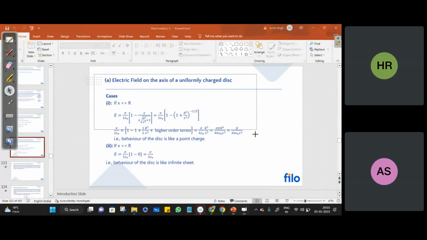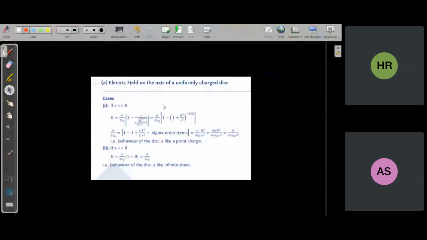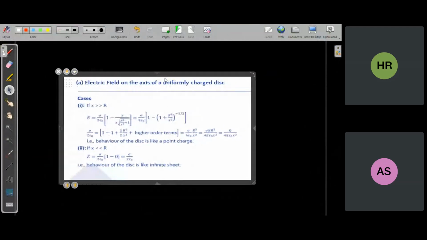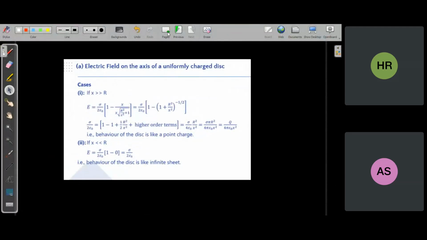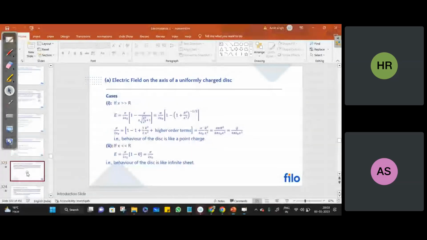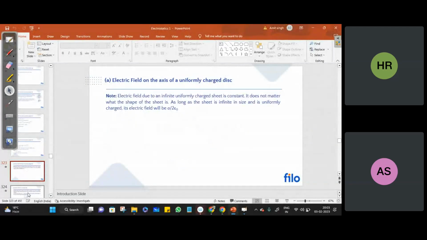Again, in that final result for the disk, again same thing. If x is very much greater than r, or less than r, then these formulas will get modified. Okay, that's it. You have to do that.